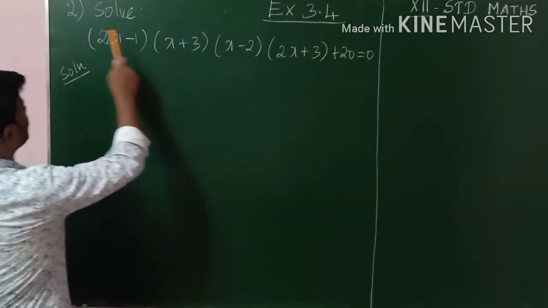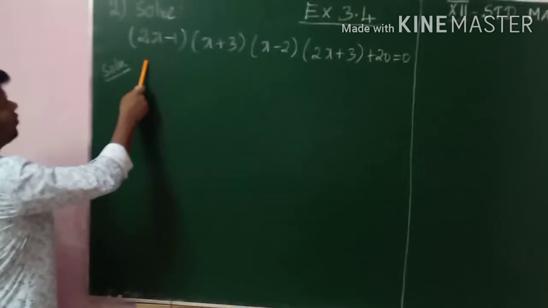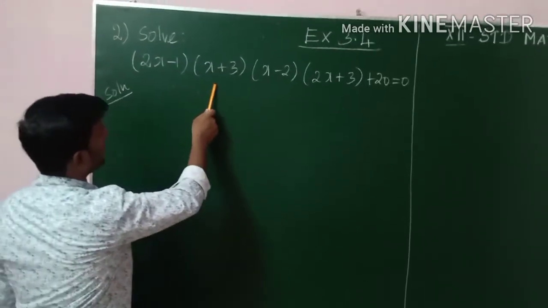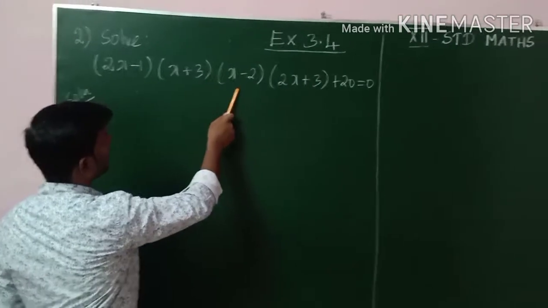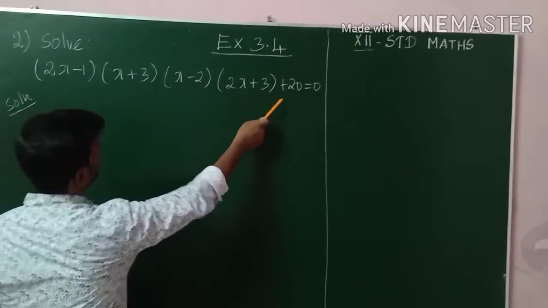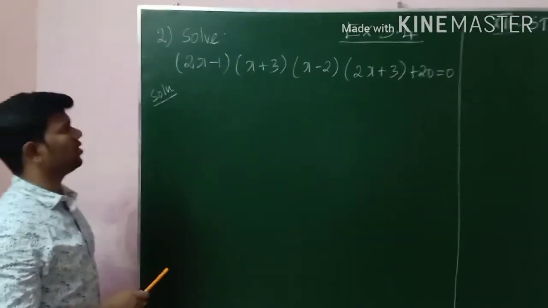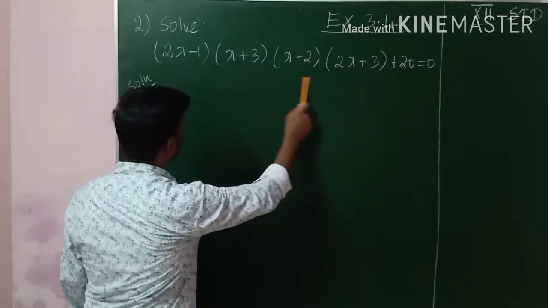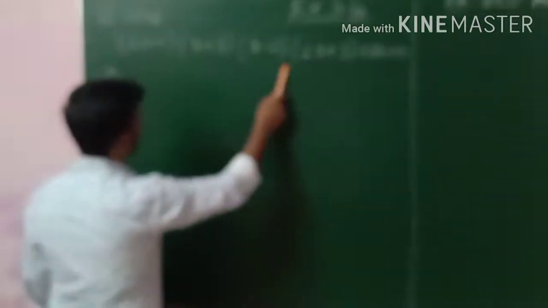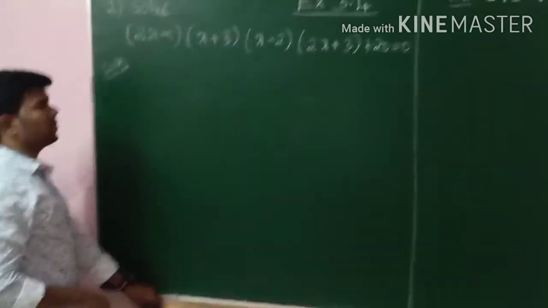Exercise 3.4, second question. Solve (2x minus 1) into (x plus 3) into (x minus 2) into (2x plus 3) plus 20 equal to 0. What is this? This is partly factored polynomials. Of course, it is what? Quartic polynomials.